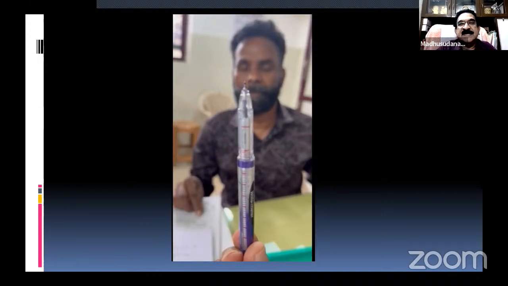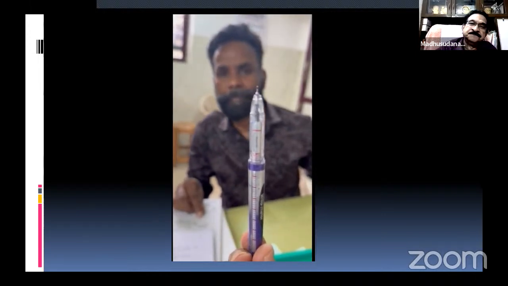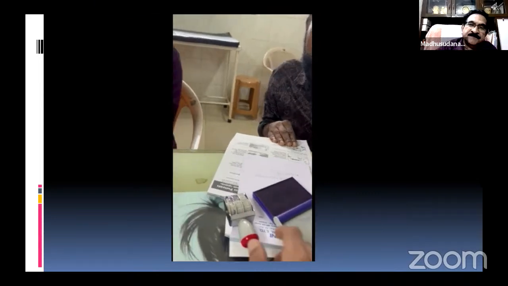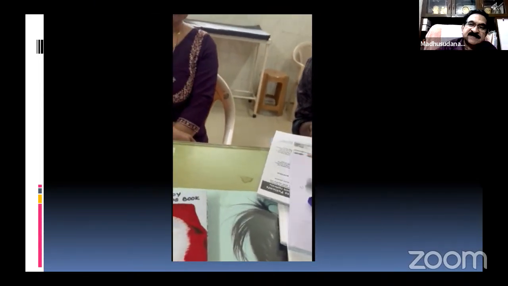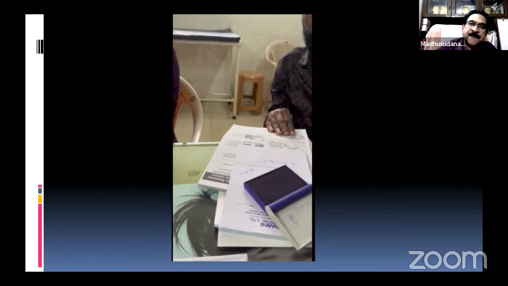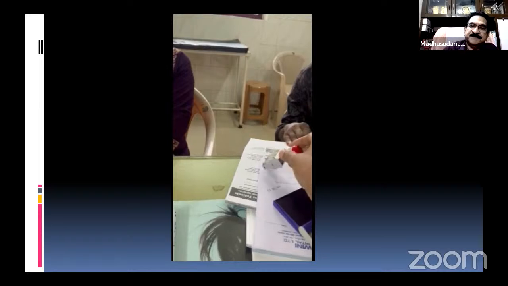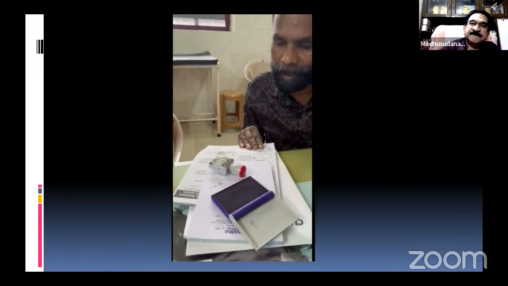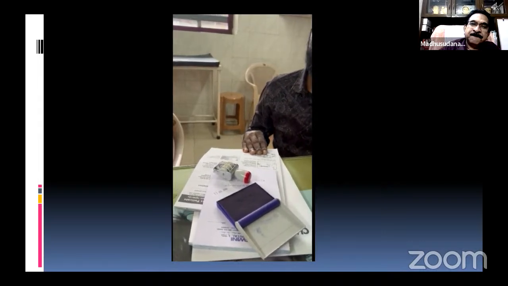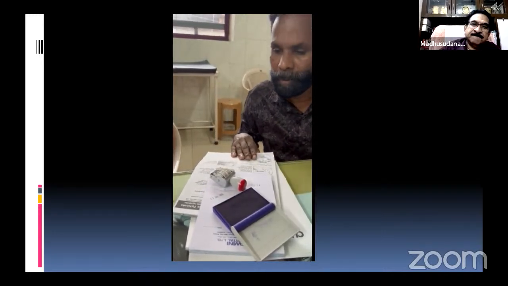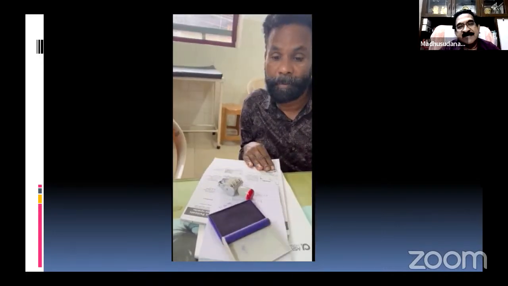What is it? It is a pen. What is it used for? It's for writing. What is that thing? He's trying to look at the object from various angles, trying to decipher it. He said correctly.